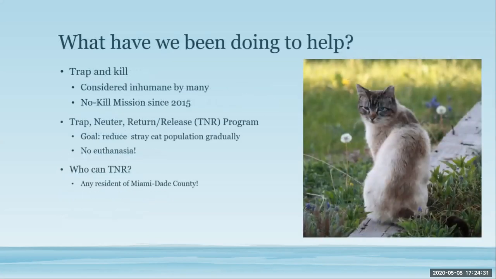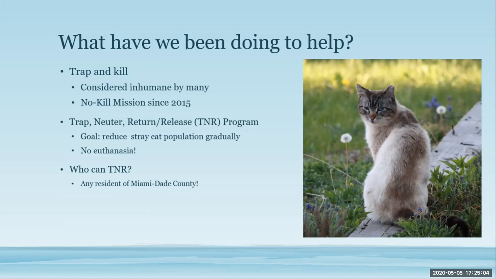What exactly have we been doing to help? Well, these methods are both highly debated. The first one is the trap and kill method. Basically, cats are trapped and then taken to get euthanized. By many, this is considered inhumane. Miami-Dade County's Animal Services strives for a no-kill mission, and they have achieved no-kill status since 2015. In 2015, of all the animals that they took in, 90% were saved.